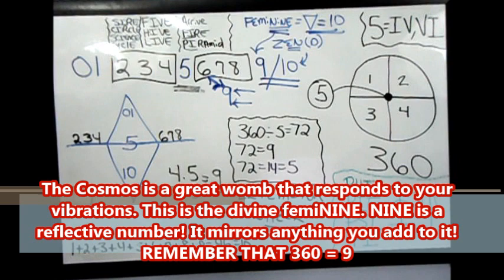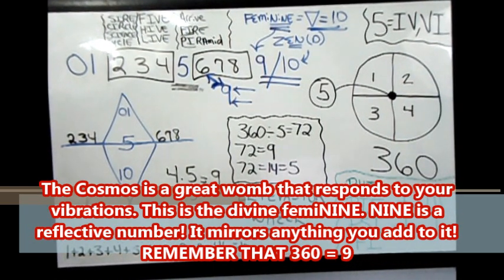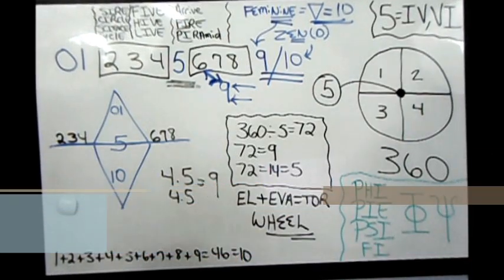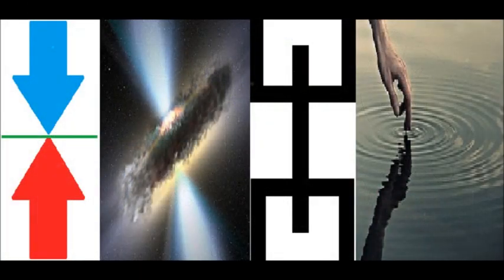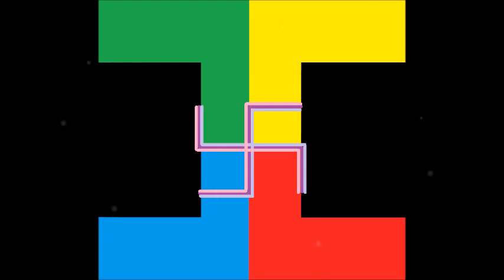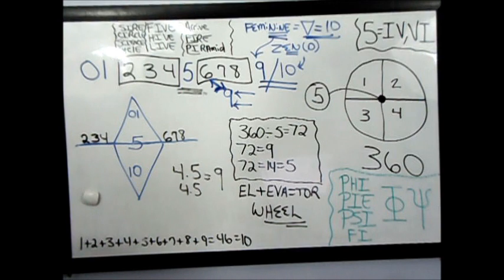So to wrap this up, 9 is a reflective number, just like you looking upon the face of a lake or looking in the mirror. 9 is a mirror. So you can pretty much multiply 9 with any number and add 9 with any number, and it's going to reflect that number. So let's move on to our next number that's in blue.